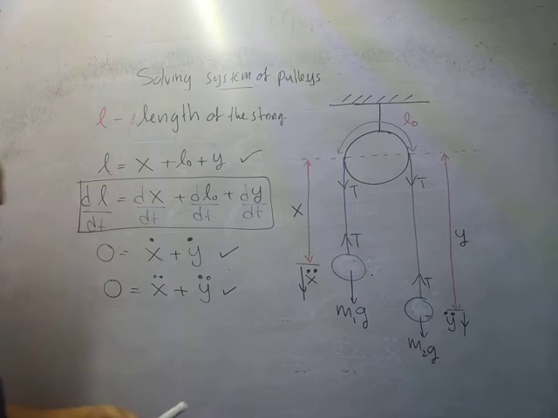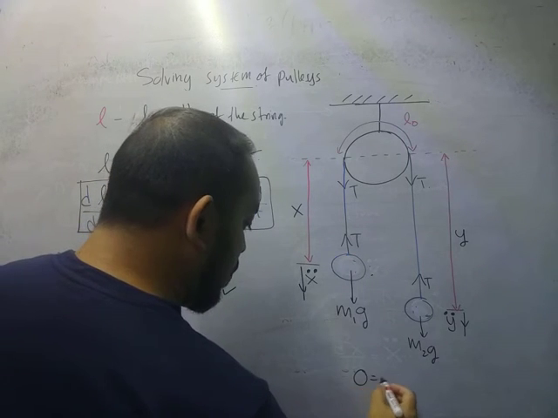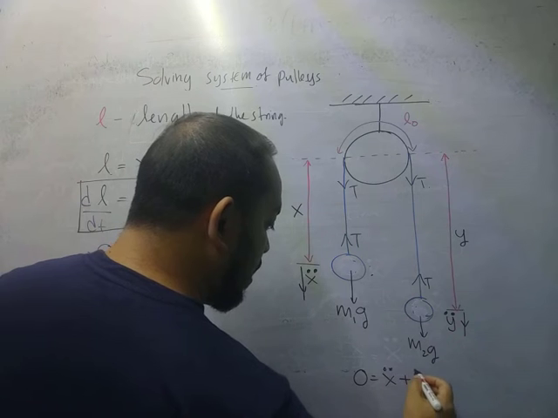This is the relation we obtained. So finally 0 equals x double dot plus y double dot.